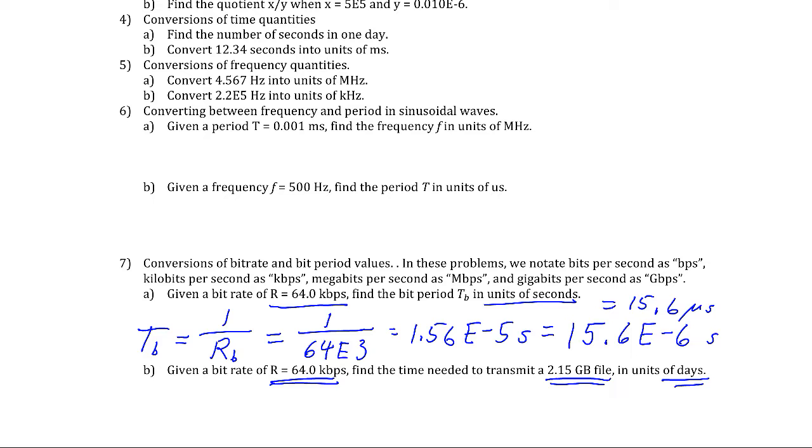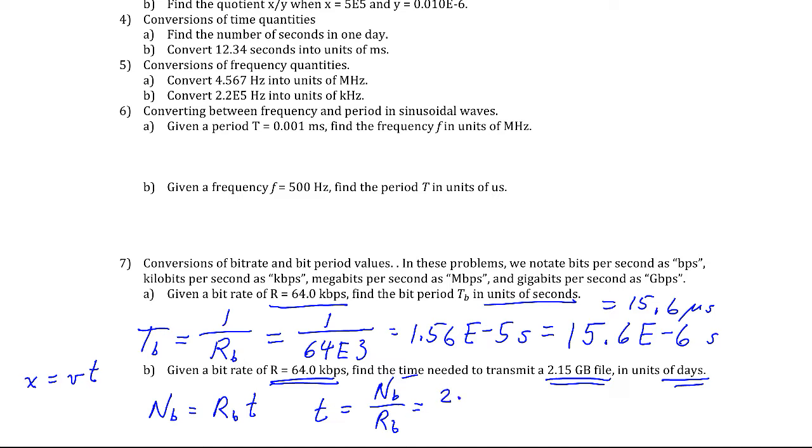And so it's very much like distance is velocity times time, which you probably did in a science or a physics class. But instead of distance is velocity times time, we say the total number of bits is the bit rate times the time needed to transfer those bits. And to solve for the time, we say t is the number of bits divided by the bit rate. And we just plug in our numbers here.